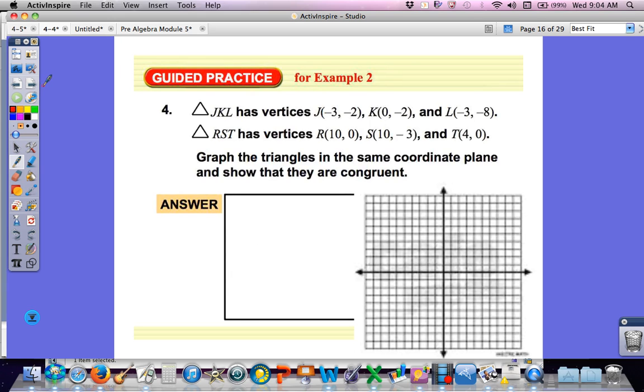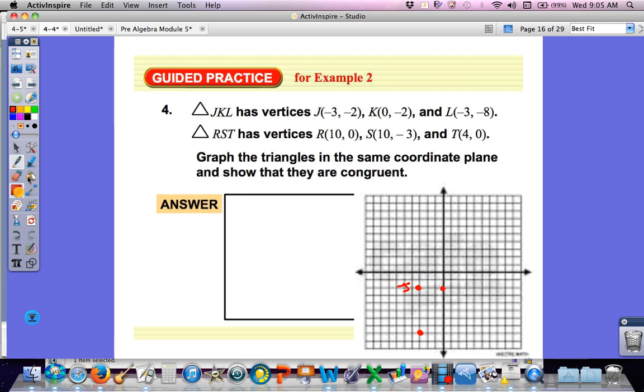Okay, so we're going to do this one in class. Basically, you're going to graph these to show if they're congruent. We could actually do this. So 1, 2, 3, 1, 2 is J. K is 0, -2. And L is -3, 1, -8. So this is -2, 3, 4, 5, 6, 7, 8.